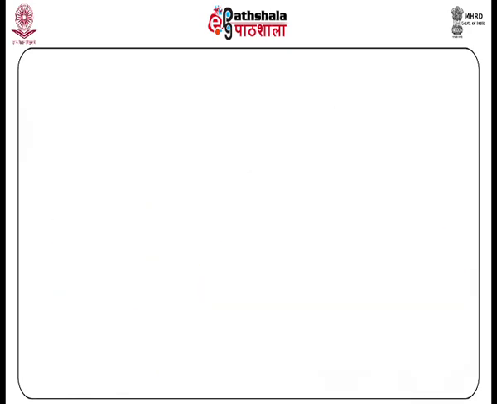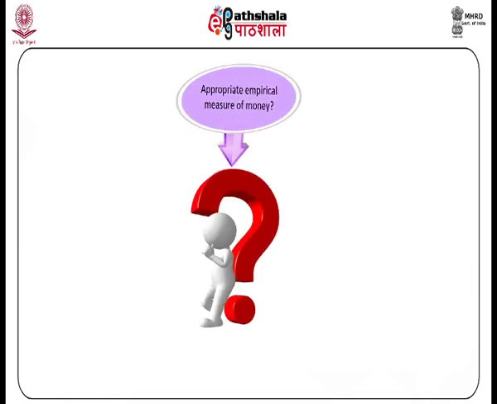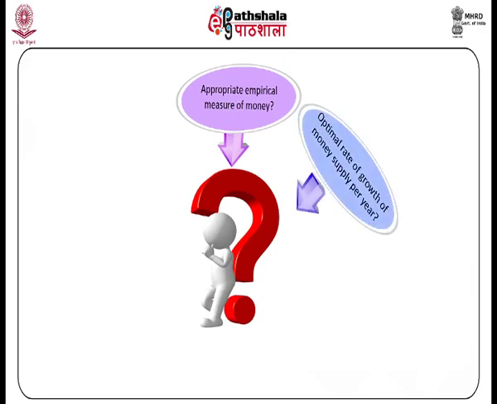At least three questions need to be discussed here. First, what is the appropriate empirical measure of money? Second, in the context of India's growing economy, what will be the optimal rate of growth of money supply per year? And third, how has the actual money supply behaved over the past 4 decades since 1951 and why?